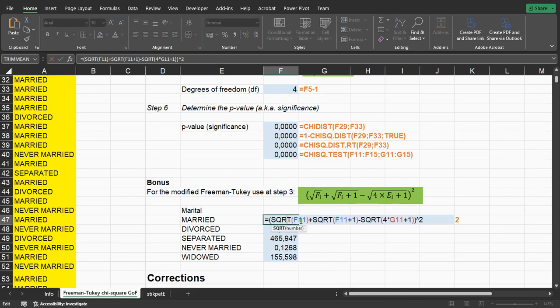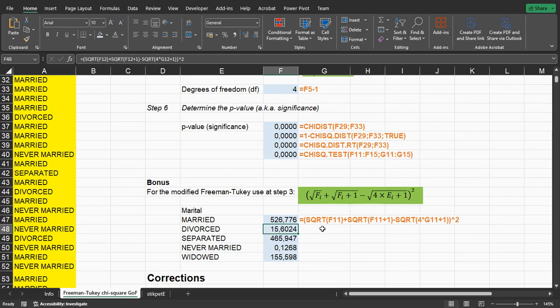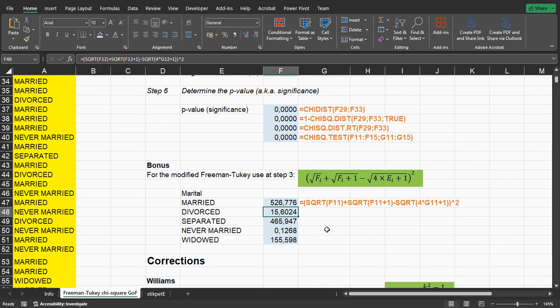So that means that instead of doing the square root of the observed minus the square root of the expected, we do the square root of the observed count plus the square root of the observed count plus 1 minus the square root of 4 times the expected counts plus 1, and then square those results. Then copy paste that down, and then the rest goes the same way as in the previous one.